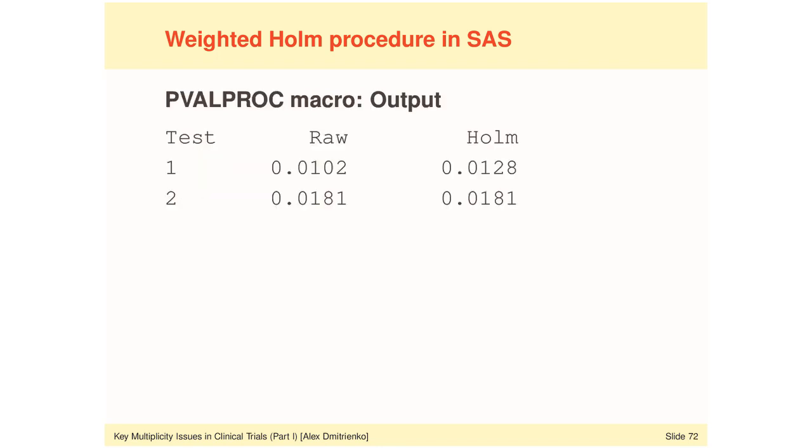This slide shows the output, the resulting Holm adjusted p-values produced by this macro, and it is clear that with a one-sided alpha of 0.025, the treatment effect on both endpoints is significant, since both adjusted p-values are less than 0.025.